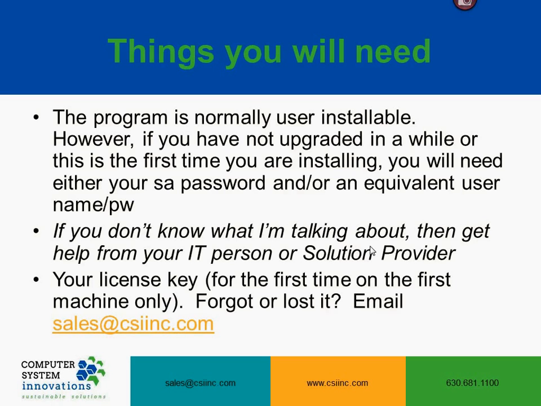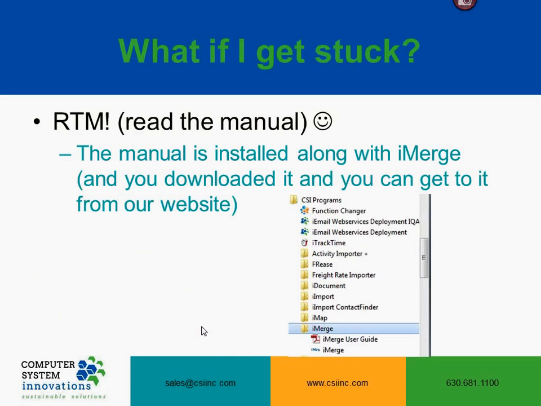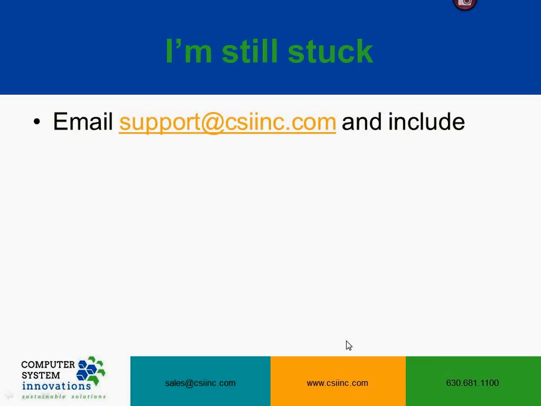You're also going to need your license key. You only need these two the first time you're installing or running iMerge, or after an upgrade for the SA. So if you've forgotten your license key, like I said, just go to sales@csiinc.com. Read the manual. The manual you saw is on our website. It's also installed with iMerge. So if you go on your computer right now and go under CSI Programs and go to iMerge, there's the user guide. It's right there.